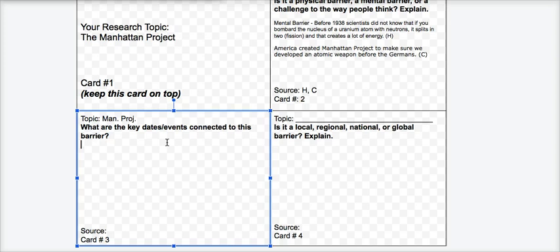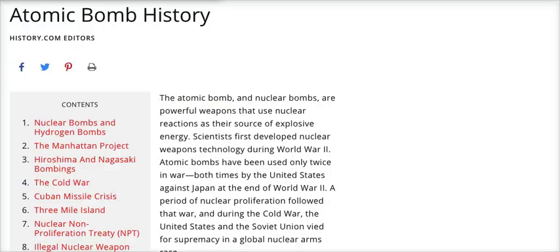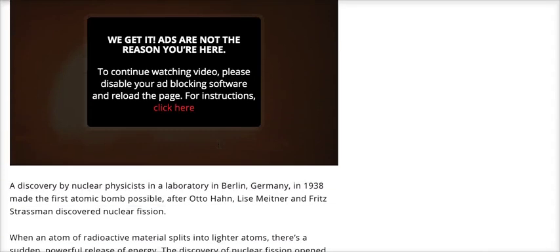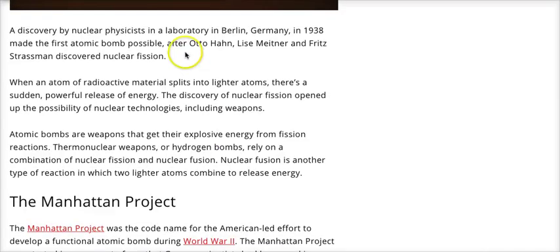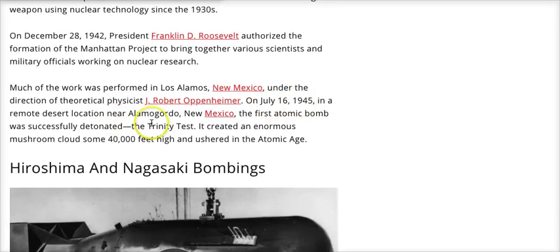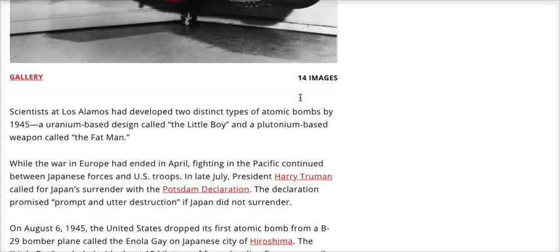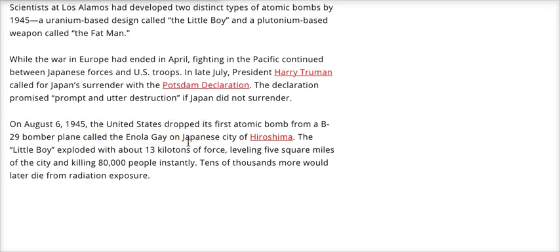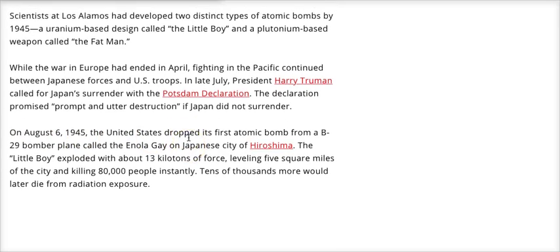All right, so what are the key dates and events connected to this barrier? Here's my source A, which is about the atomic bomb generally. I think there are three major events. The first one is the discovery of fission in 1938. The second really important one is the Trinity test, the first successful detonation of an atomic weapon, in 1945 in New Mexico. And the last one was the dropping of the first bomb on August 6, 1945, when the United States dropped it on the Japanese city of Hiroshima.